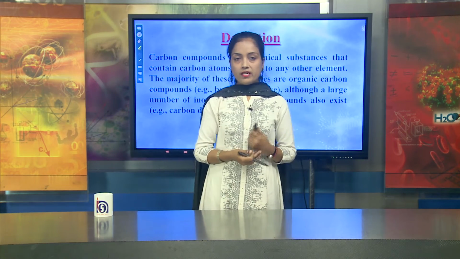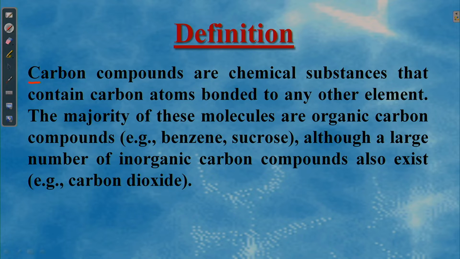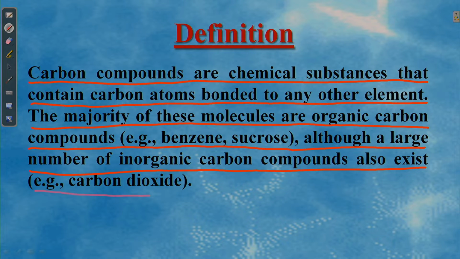Before starting this chapter, let's discuss carbon compounds. Carbon compounds are chemical substances that contain carbon atoms bonded to any other element. The majority of these molecules are organic carbon compounds, for example benzene, sucrose, etc. Although a large number of inorganic carbon compounds also exist, for example carbon dioxide.